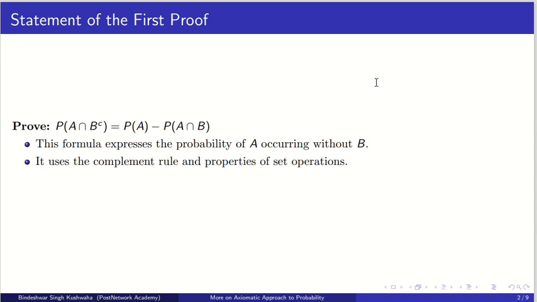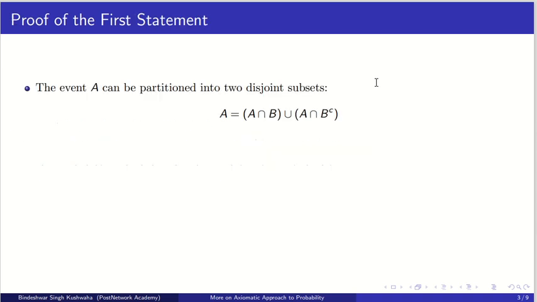So first is that probability of A intersection B complement would be equal to P(A) minus P(A intersection B). This formula expresses the probability of A occurring without B. It uses the complement rule and properties of set operations. Let us see the proof. The event A can be partitioned into two disjoint sets, and I am showing you through the Venn diagram.